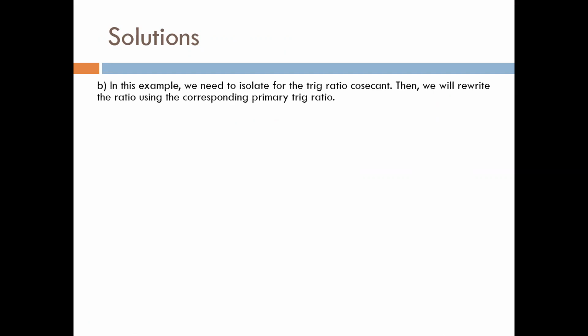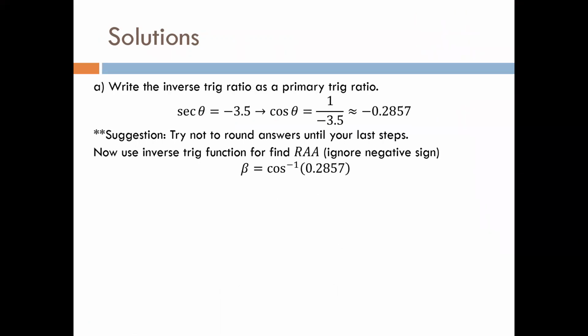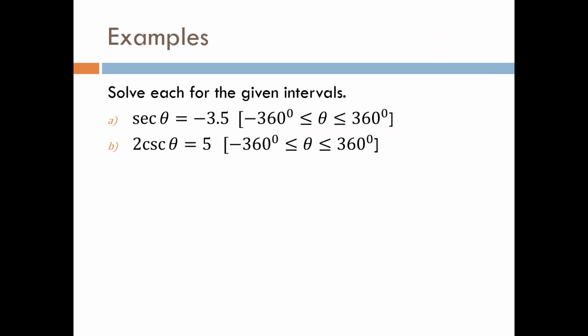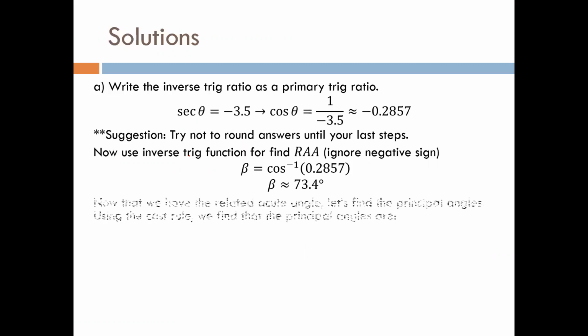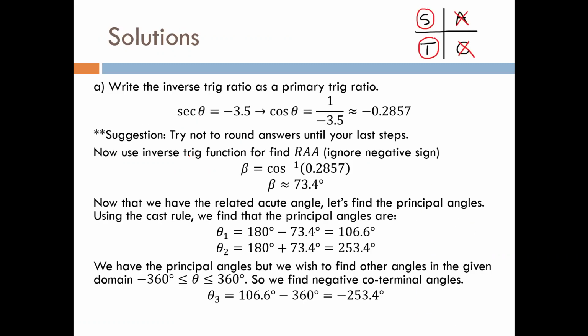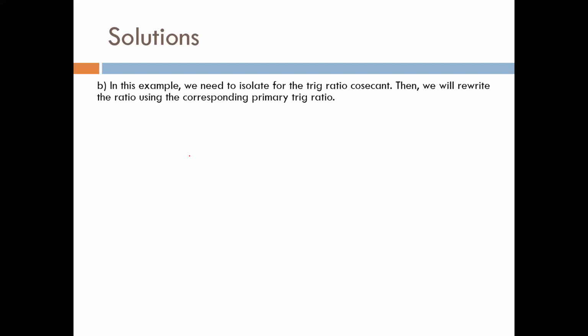So in this next one, we were given, so go back to the question here. We are asked to find theta when 2 cosecant theta is equal to 5. So the first thing you do before anything else, unlike the other question, is isolate for my trig ratio. So we want to isolate for cosecant first.